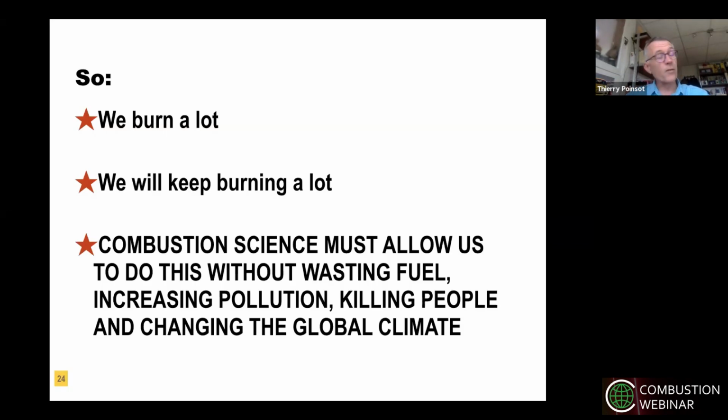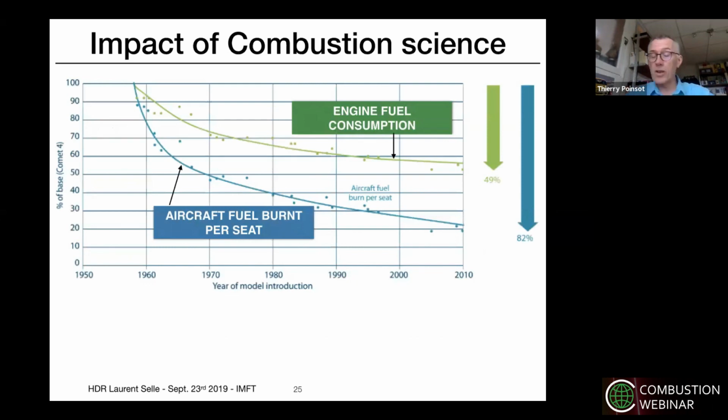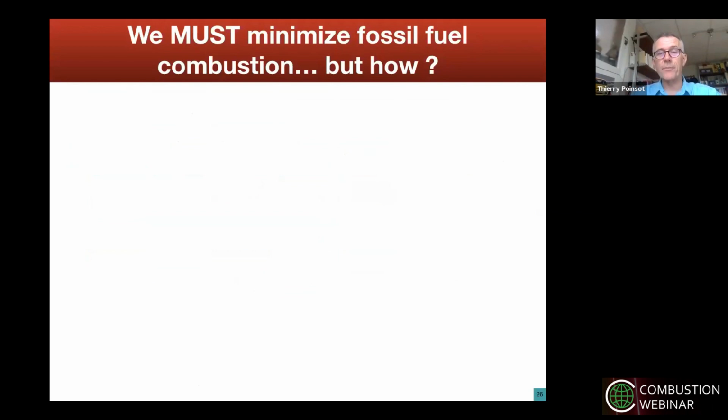So the situation is the following. We burn a lot today, we will keep burning a lot tomorrow, and combustion science has a huge place here. We must do that without wasting fuel, increasing pollution, killing people, or changing the climate. We do our job. You know, if you look here at the evolution of the fuel burn in an aircraft engine over the last 50 years, we were able to diminish that by a factor of 2, which is enormous, which leads actually to a decrease of a factor of 4 for the aircraft fuel burn per seat. So that's amazing progress, but still, it's probably not enough for the future.